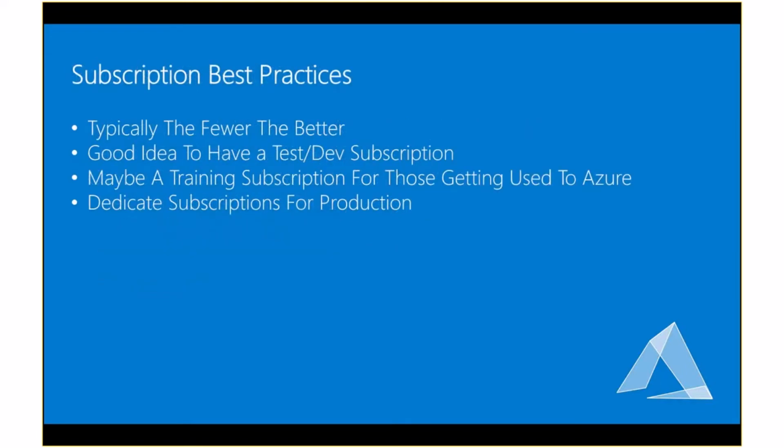Okay, so let's talk about some best practices related to subscriptions, because everyone out there wants to know, when do I create subscriptions? What is the best way to go about this? The first important point to make here is that typically the fewer subscriptions the better. It's also always good to have a dev test subscription separate from your production subscriptions, and it may also make sense to have a training subscription, especially for new users that are just getting used to the portal itself. And obviously it's important to consider dedicating subscriptions for production workloads. This takes out the ambiguity. If you're in a subscription, it's very clear that it's production or dev and test, and so that can help you with your overall governance.